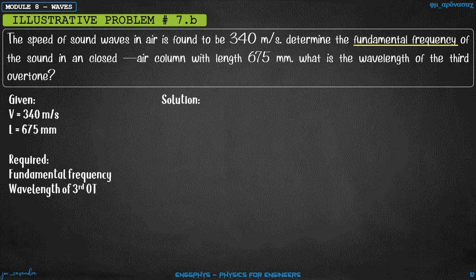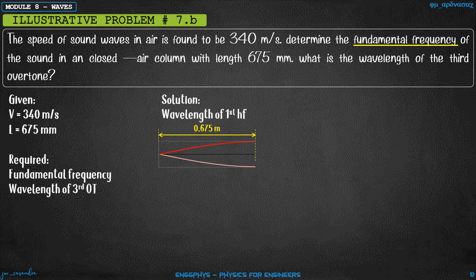So for our solution, we would like to solve for the fundamental frequency of the sound in a closed air column. Okay, so same process, we also solve for the wavelength of the first harmonic frequency. To do that, we will now be drawing the mode of vibration for the first harmonic. Okay, so for a closed air column, this is our fundamental. From this diagram, we could see that the length is equal to 1/4 of the wavelength. So with that, we could get the equation: wavelength of the first harmonic is equal to 4 times L. So substituting now the value of L, we'll be able to get the value of the wavelength for the first harmonic as 2.7 meters.